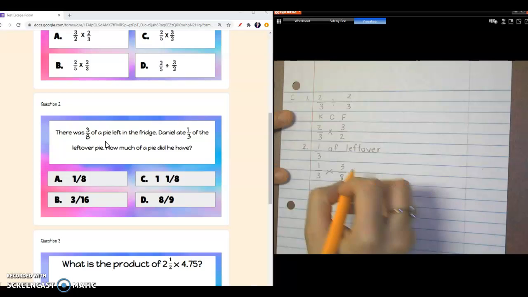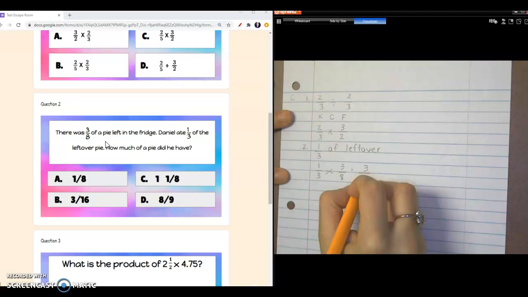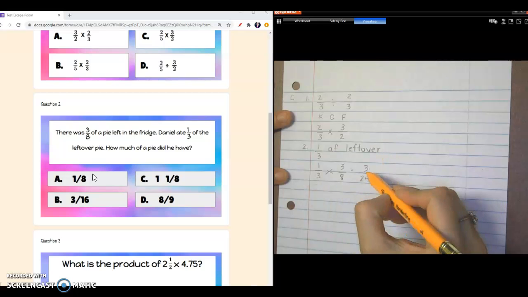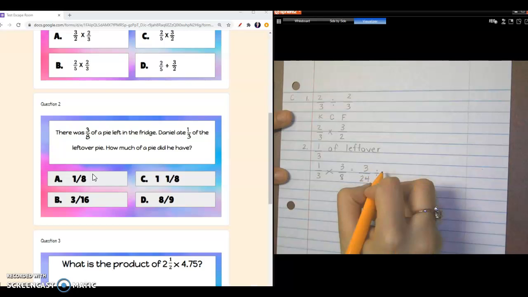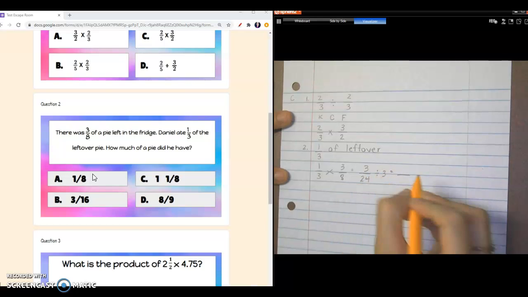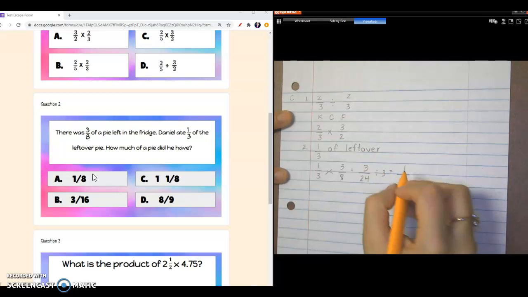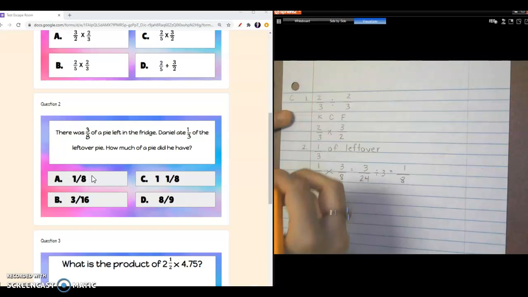And then all we do is multiply. 1 times 3 is 3, and 3 times 8 is 24. Notice how my answer is not there. Now, that doesn't mean that it's wrong. Maybe it needs to be simplified. So, since 3 is prime, that means we can only simplify by 3. And 24 can be divided by 3 evenly. So 3 divided by 3 is 1. 24 divided by 3 is 8. So my answer is A.